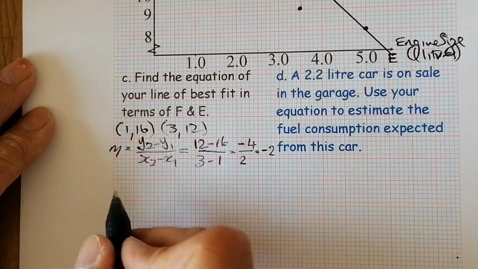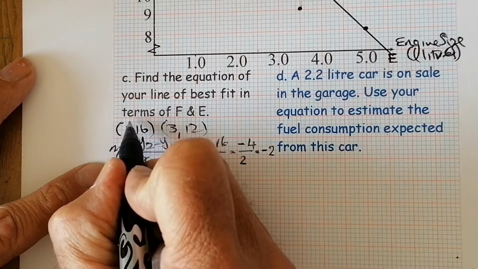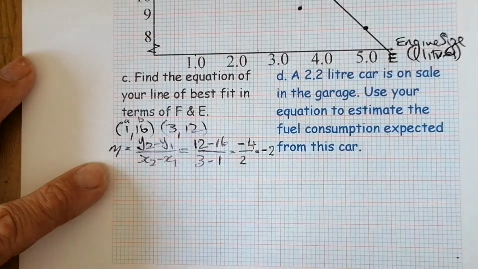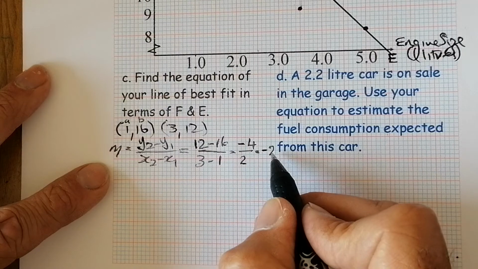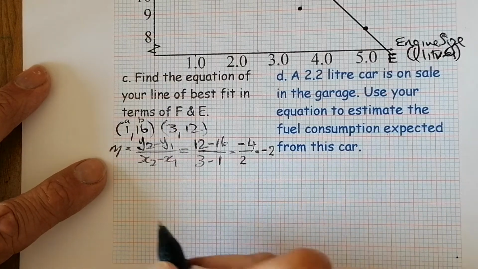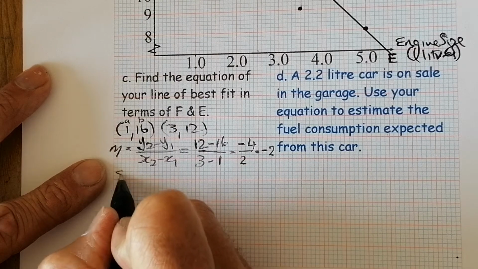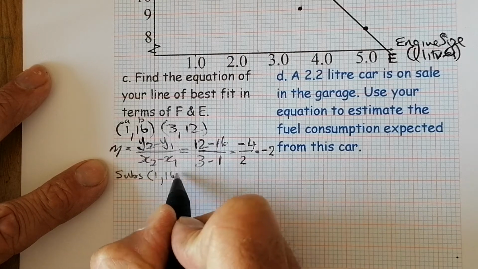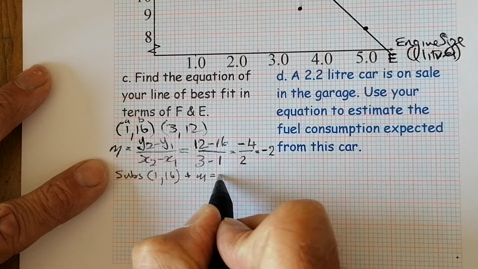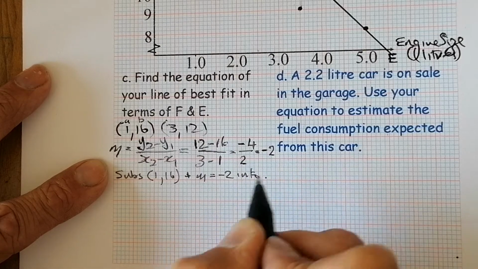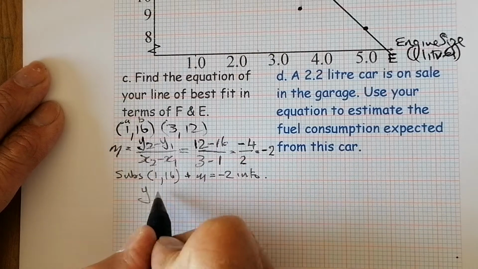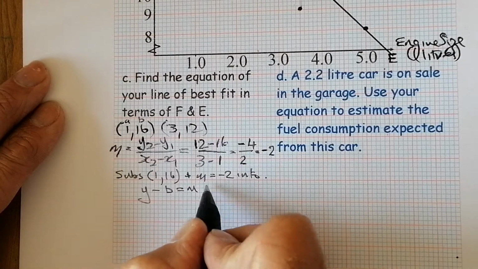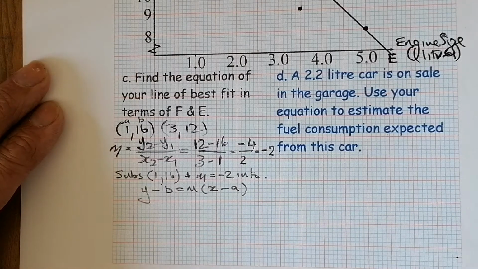Right, so then I'm going to substitute. I'm going to use my first equation. That's going to be my A value and my B value, my first coordinate, and that's my gradient there, a negative 2. So I'm going to substitute the point (1, 16) and my gradient of minus 2 into the general equation of that straight line, y minus b is equal to m(x minus a).